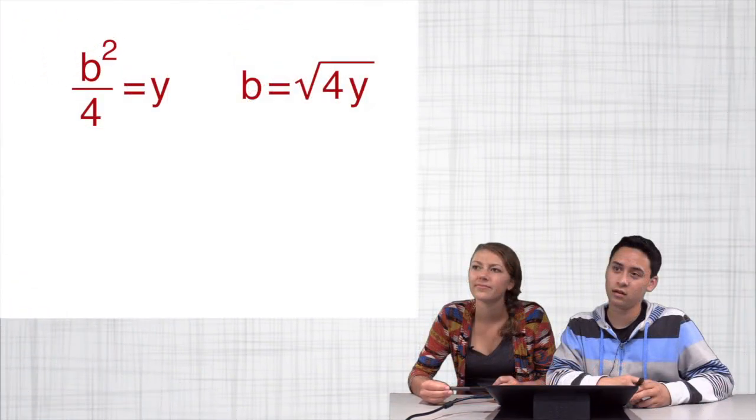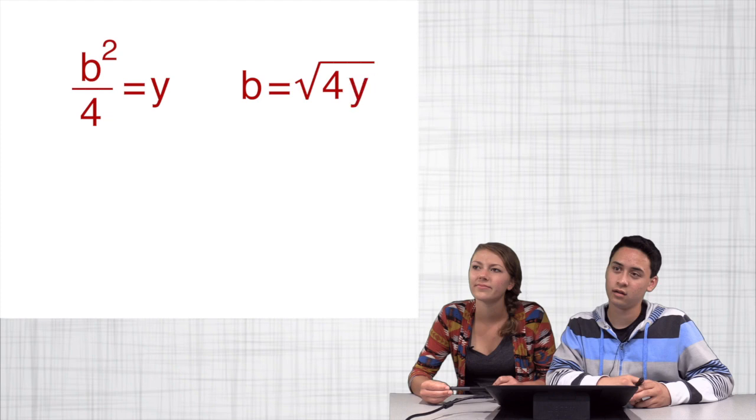Sasha and Keoni have figured out something important. Because y is by itself in the equation y equals b squared divided by 4, this form is easier to use when you are given a b value for a point on the parabola. Because b is by itself in the equation b equals the square root of 4 times y, this form of the equation is easier to use when you are given a y value.